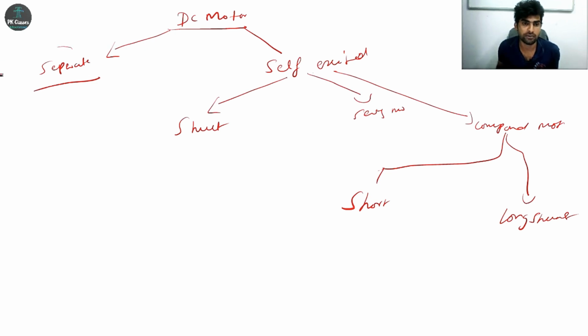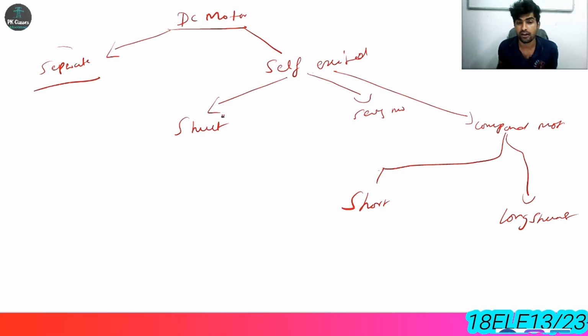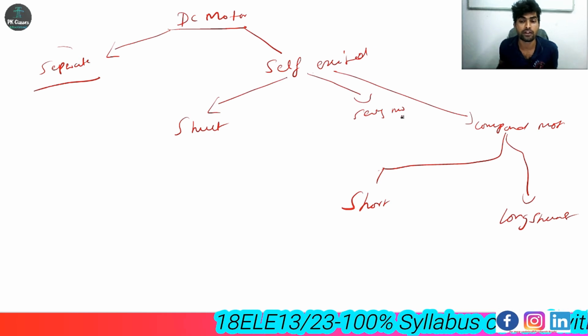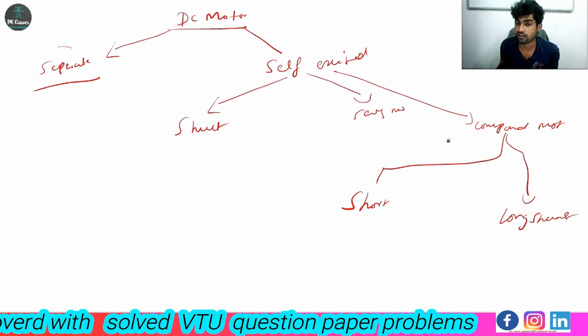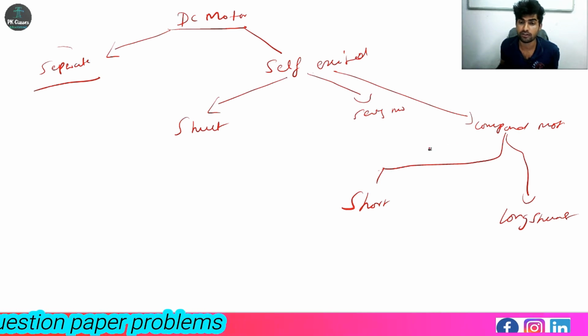In the separately excited motor, the field winding is separate and a separate DC supply is required to excite the field winding, right? And in self-excited, whatever supply we are giving from the input terminal VT itself gives excitation to the field winding. Shunt field winding is parallel with the armature. Series field winding is series with the armature. Compound motor is a combination of shunt and series field winding, I mean shunt motor and series motor.